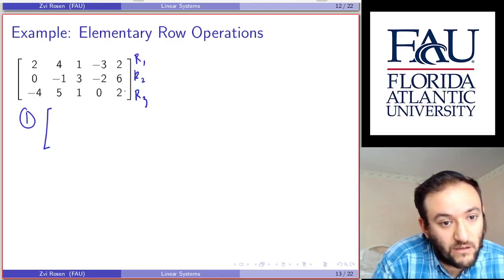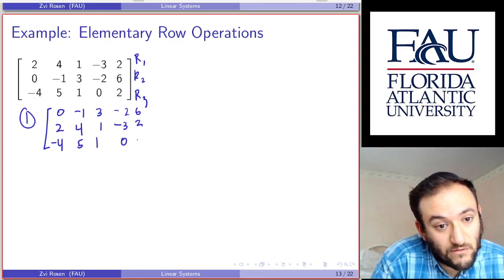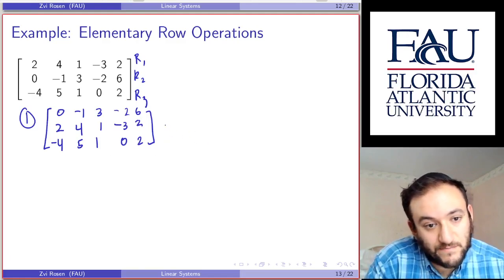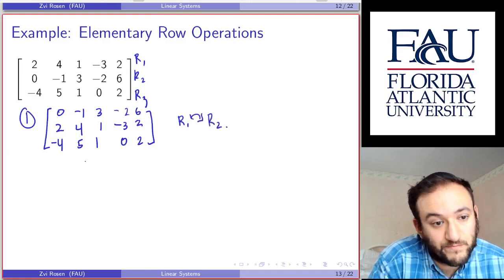So we could do 0, minus 1, 3, minus 2, 6, 2, 4, 1, minus 3, 2. And the last row would remain the same, minus 4, 5, 1, 0, 2. Okay, so this is what we would get if we swap row 1 and row 2.